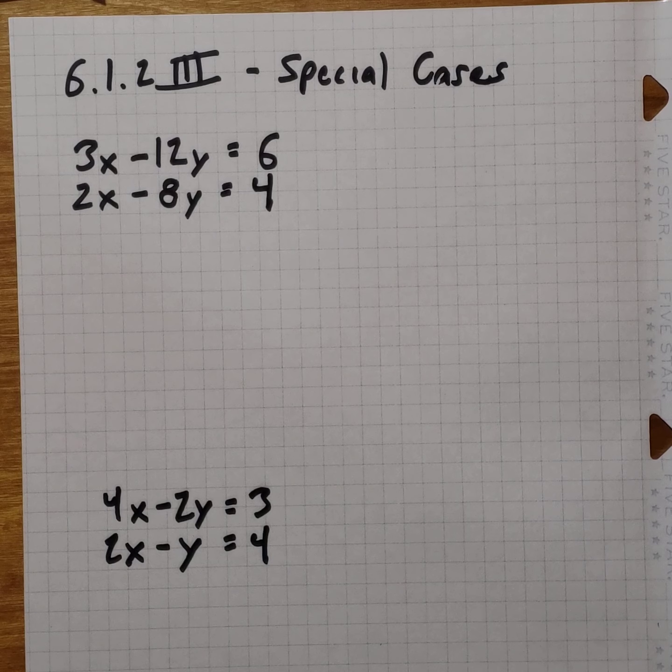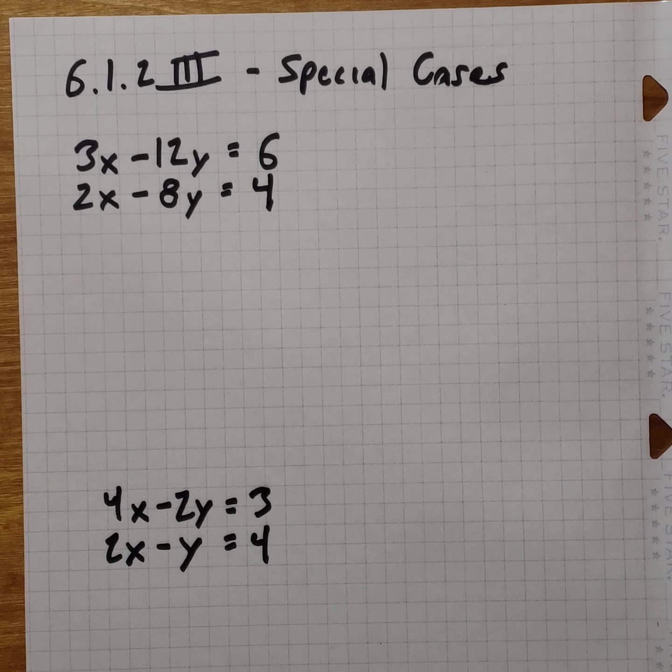So we've looked at three methods for solving systems. We've got graphing, we've got substitution, we've got elimination. We have not looked at a situation that pops up every once in a while, two different situations actually. So let's take a look at those.